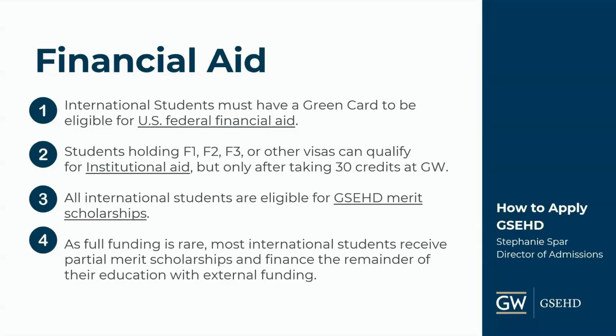For the merit scholarships that we offer internally to GSHED, all international students are eligible for that merit scholarship. What that looks like is in your application, there will be a question that asks you if you want to be considered for merit scholarships or for funding. You will check yes, and then once your application is fully submitted and we've received all of your documents and we have moved you from the application phase to review phase, during the review phase, you will also be reviewed for the merit scholarships that are internal to GSHED, our school within the university.